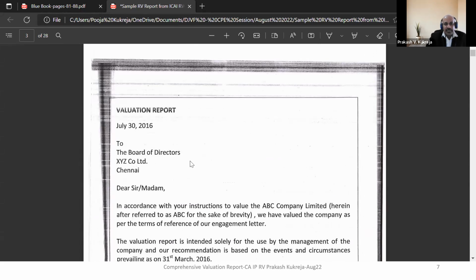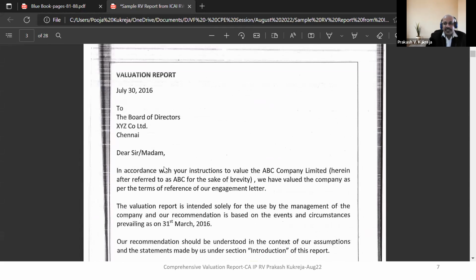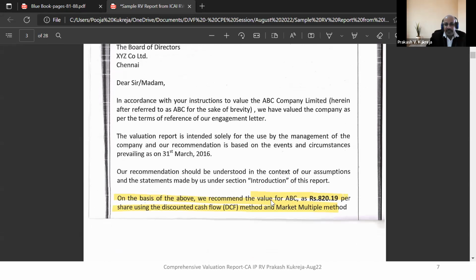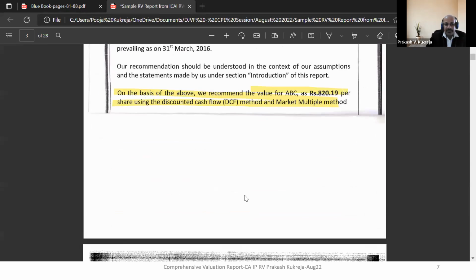Now, if you see here, it starts with a summary. It is starting with a simple one-page report. This is a very good practice, where you start with a summary and then the detail, so that on the first page itself, you provide the final number. So here, if you see, they have given the value per share of ABC as around rupees 820.19 per share, using the DCF approach and market multiple method.